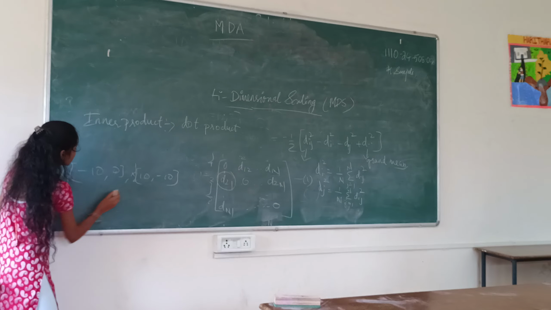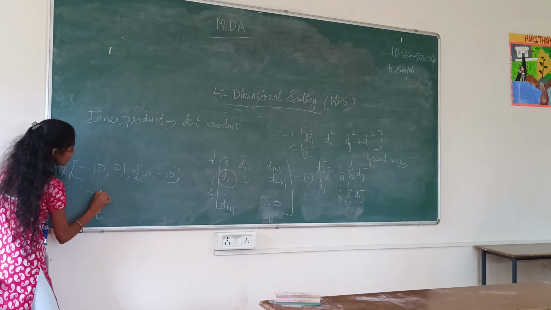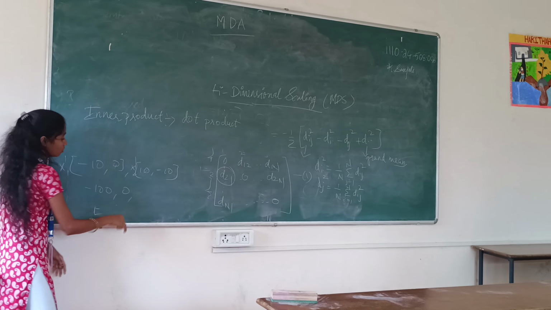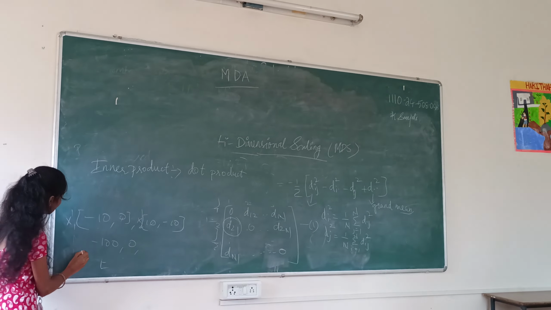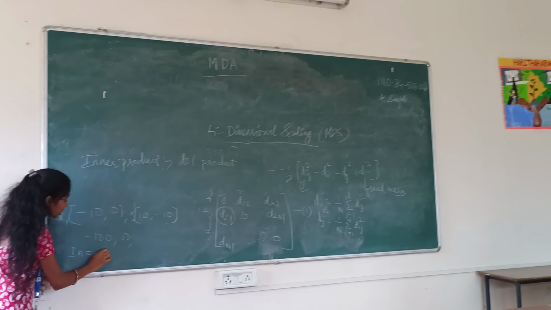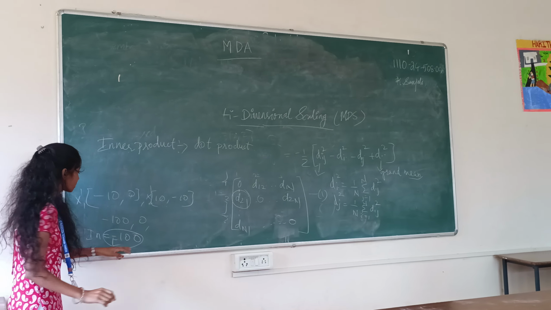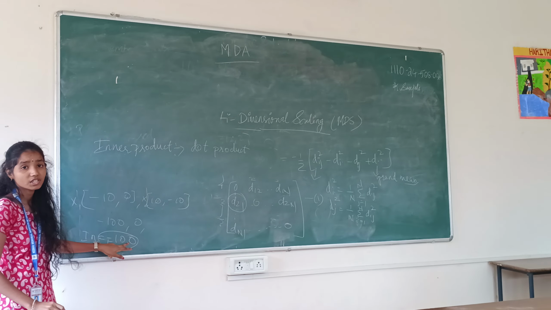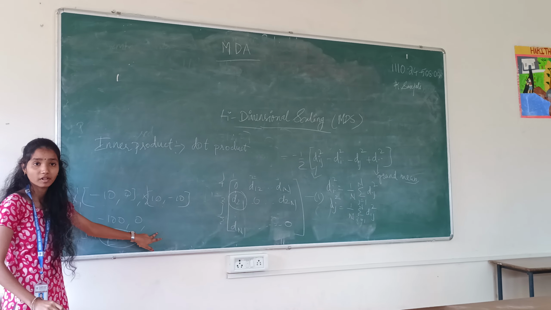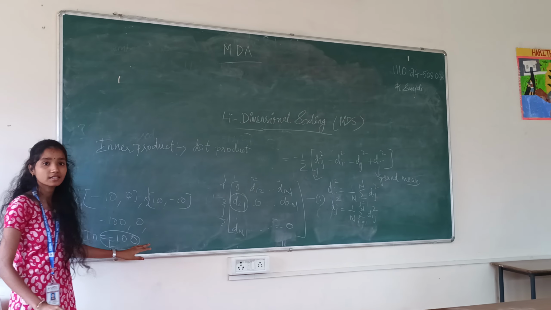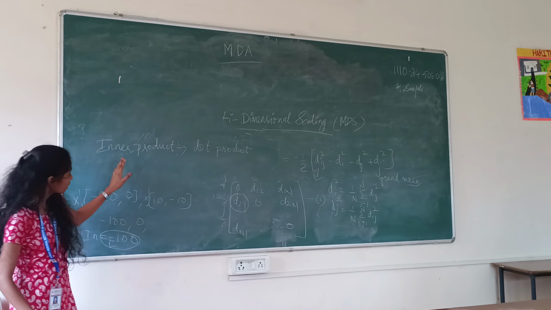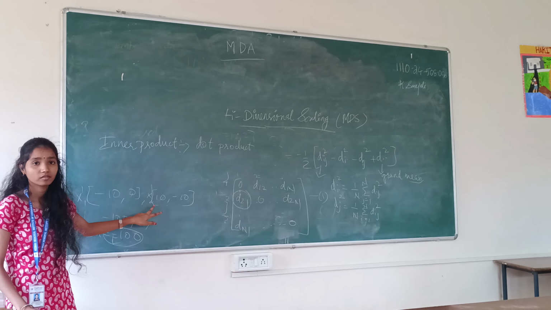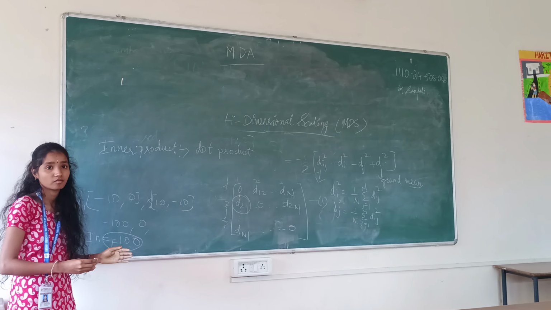This is minus 10 into 10, which will be minus 100. And 0 into minus 10 is 0. So when we add, we get the inner product as minus 100. Whenever we get a large negative inner product like minus 100, it indicates that the centered vectors we have taken are very distant. They are in the opposite direction.